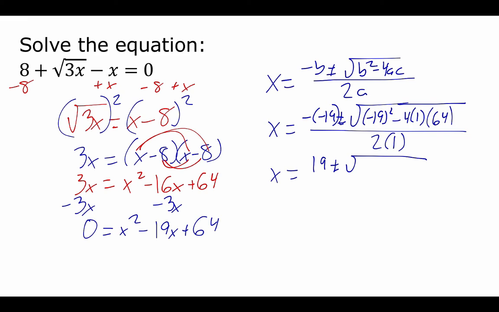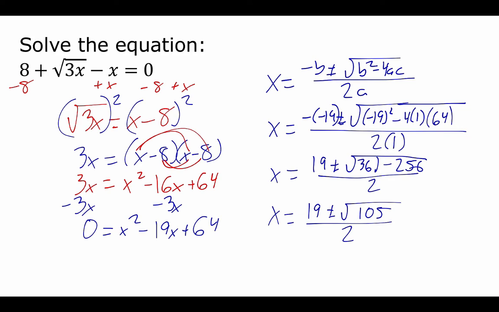Folks, go ahead and use a calculator. That's 361. Minus 4 times 1 times 64. You can use a calculator on that too. You might even be able to do it in your head. It's 256. All that divided by 2. So we got x equals 19 plus or minus 361 minus 256 is 105, divided by 2.